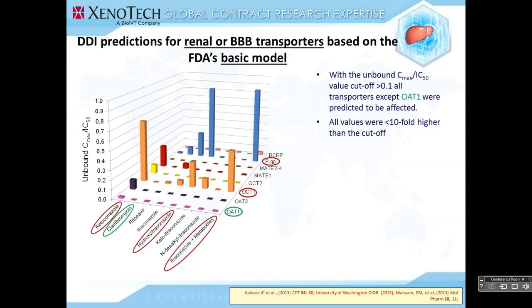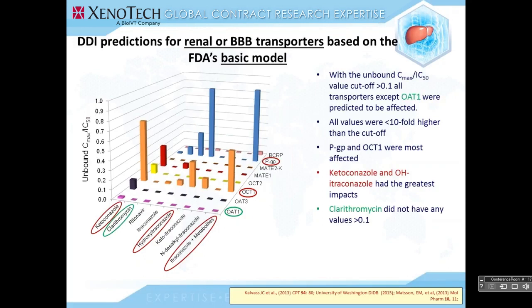So we saw that all of the transporters had values greater than 0.1 for at least one of the compounds we tested, except for OAT1, which is not predicted to have any clinically relevant interactions. All values were less than 0.1. It's important to note all the values were still less than 10-fold higher than the cutoff of 0.1. We see that PGP and OCT1 were the most affected by the most compounds. We saw that ketoconazole and hydroxy-itraconazole had the greatest impacts on those drug transporters. And we also see that clarithromycin did not have any values that were greater than 0.1.